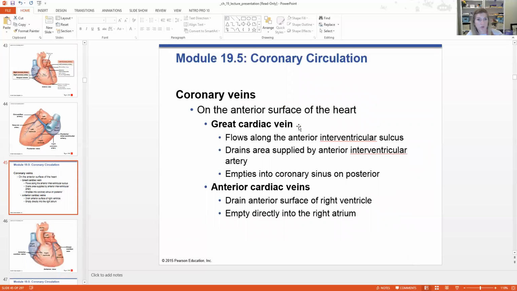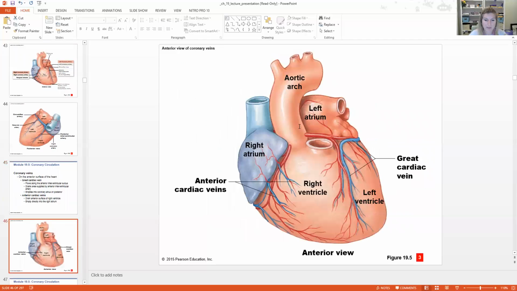So let's talk about some of those coronary veins. On the anterior surface of the heart, you have the great cardiac vein, which follows along that anterior interventricular surface. It drains the supply of the anterior interventricular artery, and it empties into that coronary sinus on the backside of the heart. And then there are anterior cardiac veins, which drain directly into the right atrium. There they are.